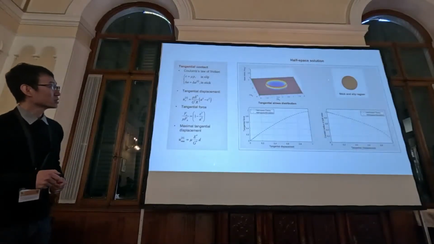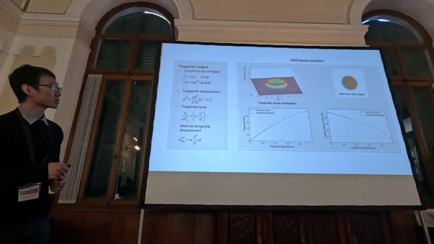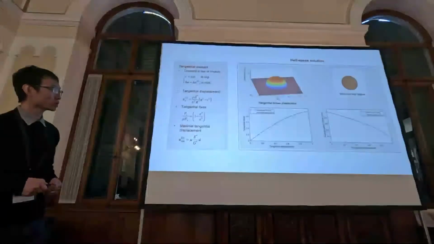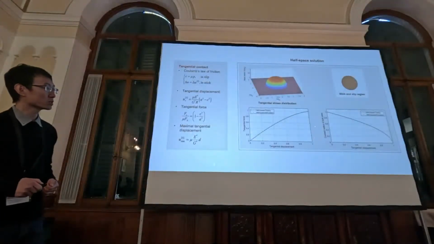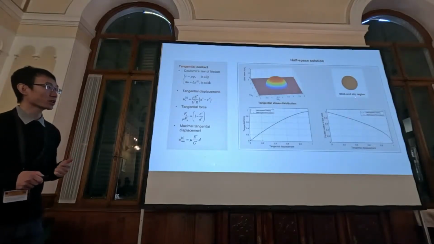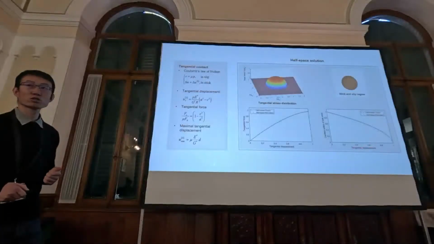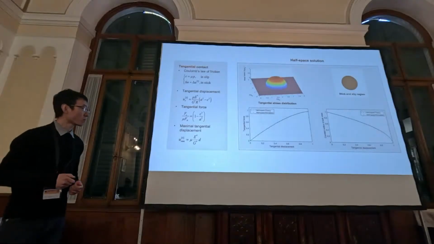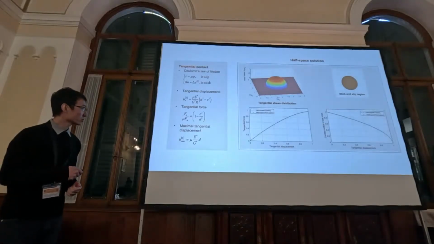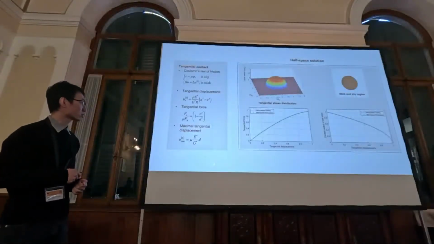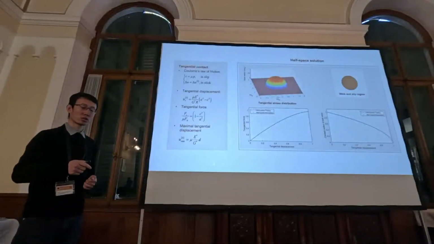This is the shear stress in the contact area, and this is the stick and slip area. And these two are the dependence of tangential force on the tangential displacement, and this is the size of the stick area depending on the tangential displacement. So this is the classic Cattaneo-Mindlin solution.